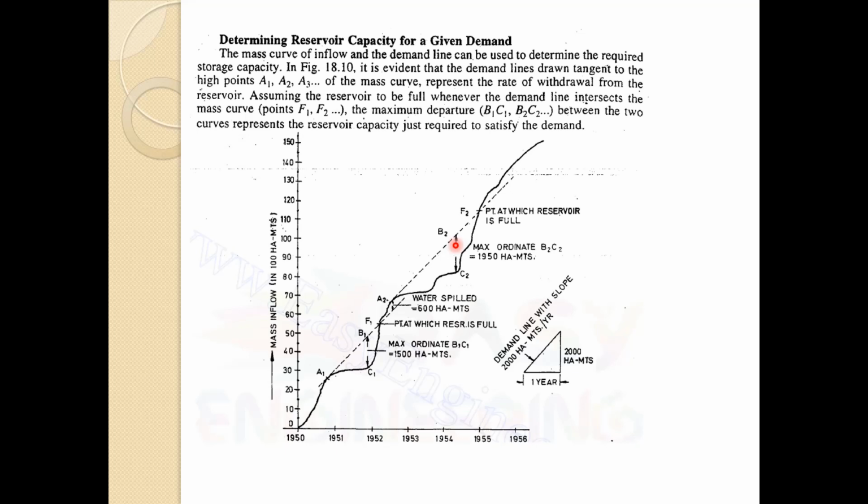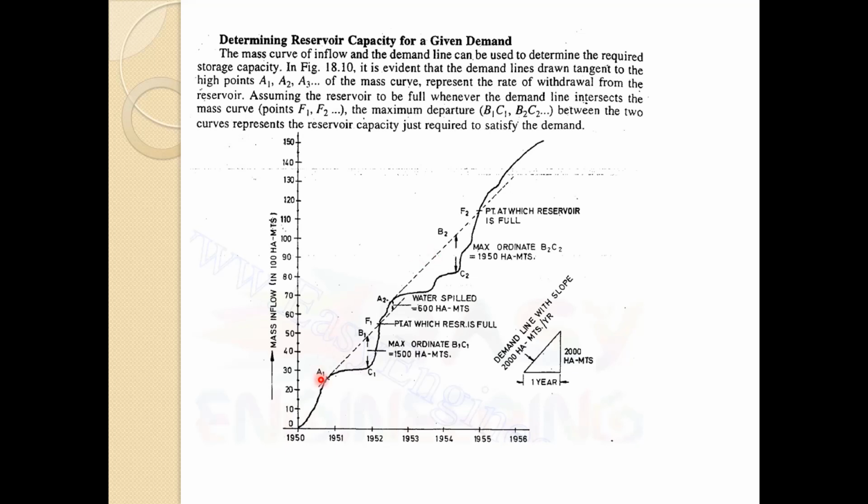The vertical distances between successive tangents, that is A1B1 and A2B2, etc., represent the water wasted over the spillway. The spillway must have sufficient capacity to discharge this volume. So in this figure, the spillway capacity works out to be 600 hectare meters and the reservoir capacity 1950 hectare meters.